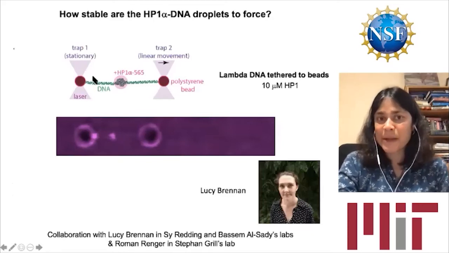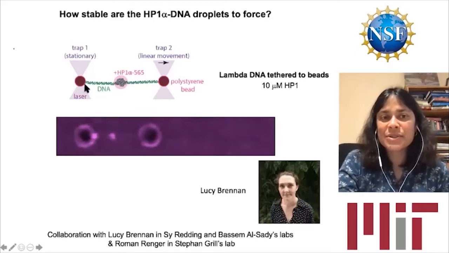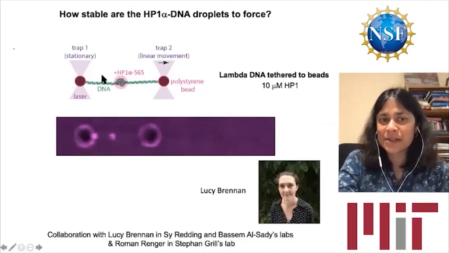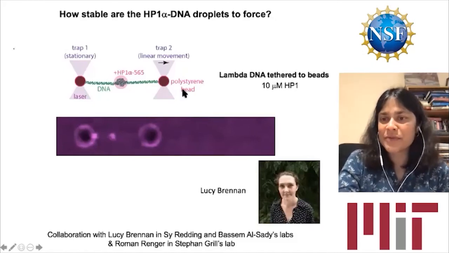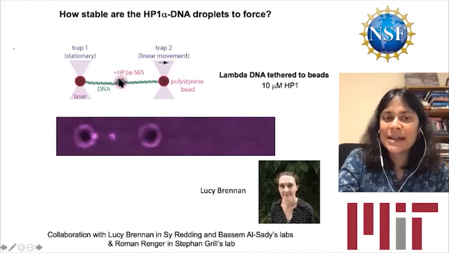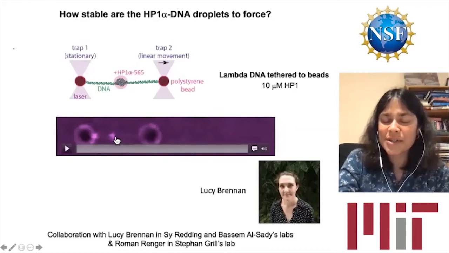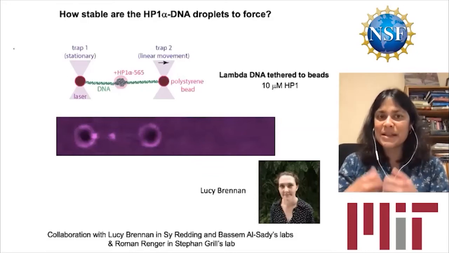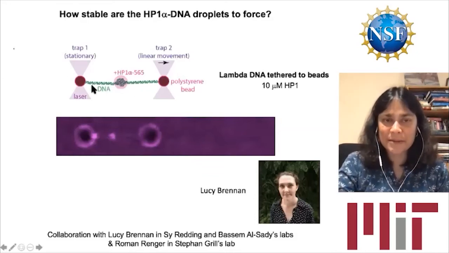So here's the experiment. What Madeline and Lucy did was take a long piece of lambda DNA. They tethered either end to a bead that could be held in a laser in an optical trap. So both ends of this long piece of lambda DNA are now tethered. They dipped it into a solution of fluorescently labeled HP1 alpha, shown here in pink. That results in the formation of a small condensate, or a phase, in the middle of the DNA, because there's more slack in the middle, so it's easier to bend and fold the DNA in the middle of the strand.